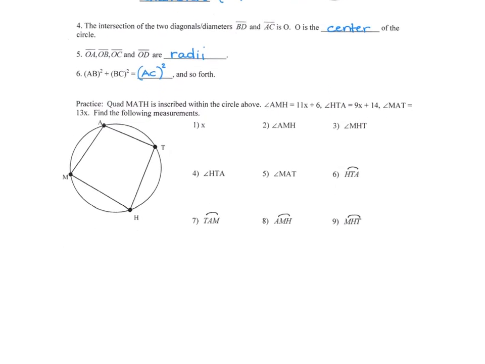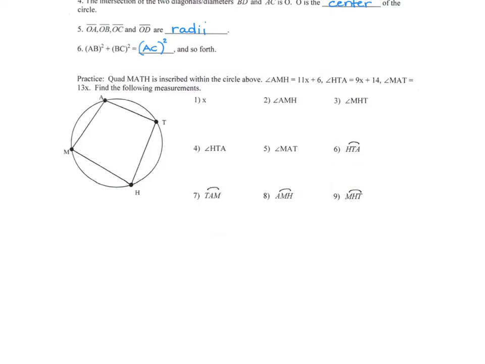In the diagram, it says quadrilateral MATH is inscribed in the circle. If angle AMH is 11x plus 6, and angle HTA is 9x plus 14, and the measure of angle MAT is 13x. Our starting point has to be with angle AMH being supplementary to angle ATH, because if a quadrilateral is inscribed in a circle, then opposite angles are supplementary.